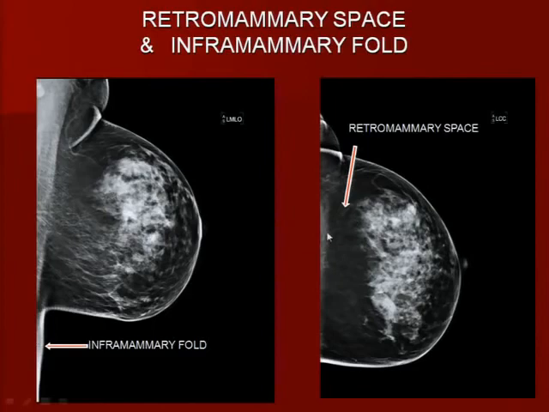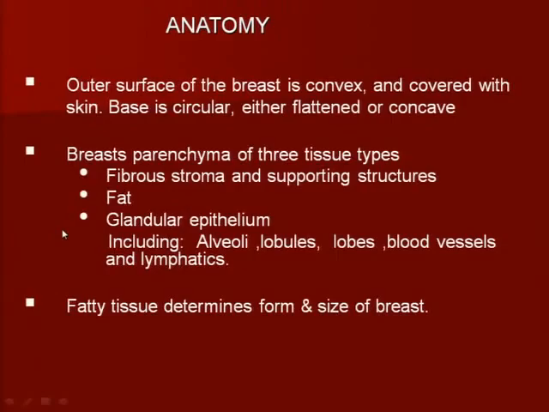The retromammary area I told you is between the pec muscle with the deep fascia and the breast tissue. This is the retromammary area. Here is the retromammary. See how much fat there is, and you may pick up any density there, and that will be a pathology.